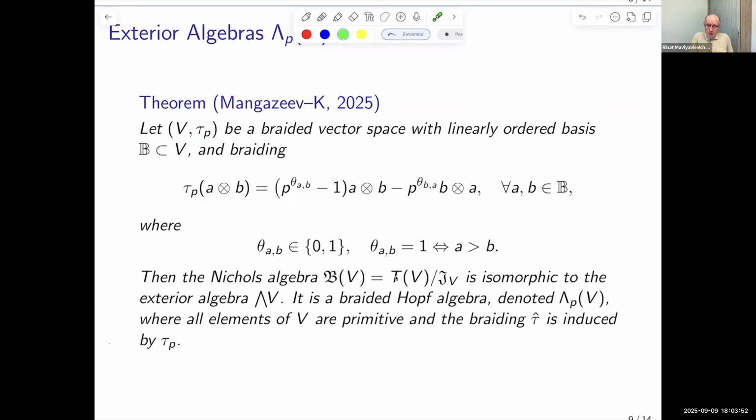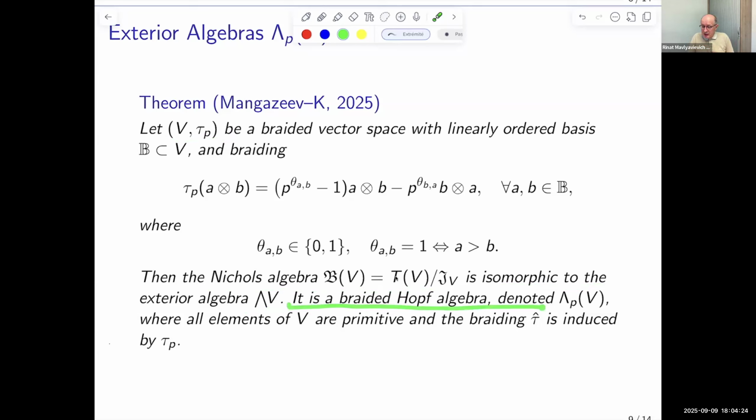So given this input vector space, you remember that the tensor algebra becomes a braided Hopf algebra, and then the maximal quotient by the ideal J_V gives the Nichols algebra. The theorem states that for this particular input, the corresponding Nichols algebra is isomorphic to the exterior algebra, the non-deformed exterior algebra of the vector space, which is in particular finite dimensional if V is finite dimensional.